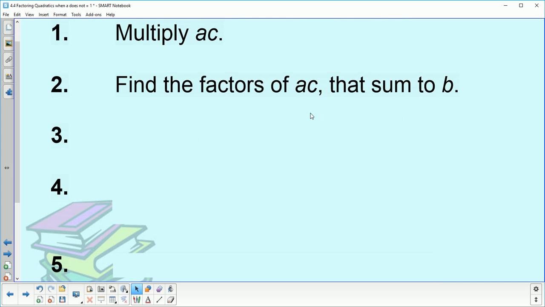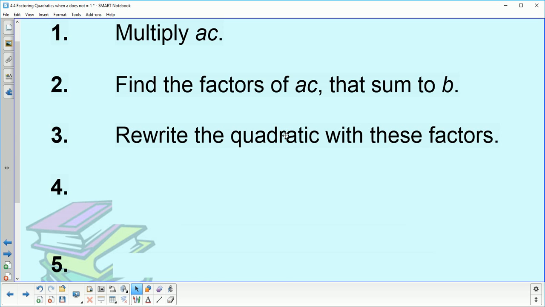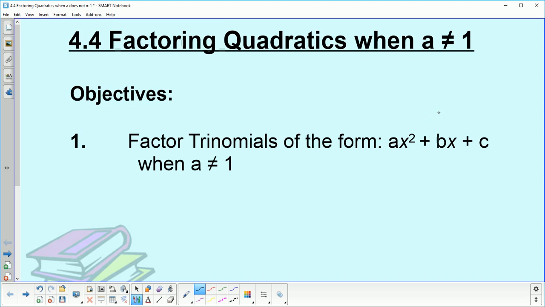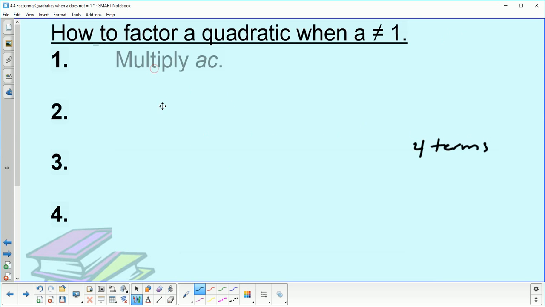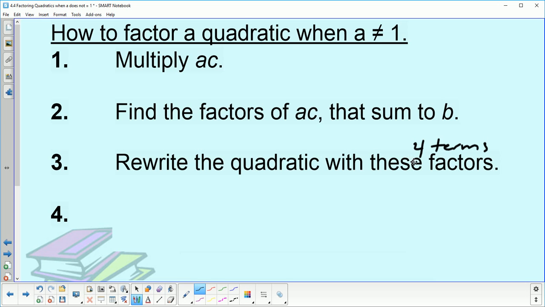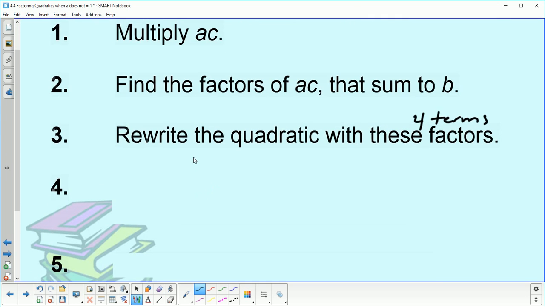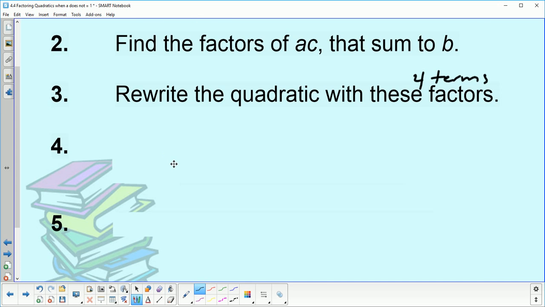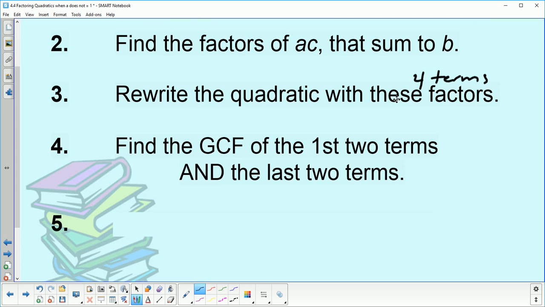Okay, after you get those factors of ac that sum to b, you're going to unsimplify. So we are going to rewrite the quadratic with these factors, and you're going to create 4 terms. What that means is before we had 1, 2, 3 terms. Now when we find those factors, we're going to unsimplify this so that we have 4 terms. It's going to look more complicated at first in order to get a more reasonable answer.